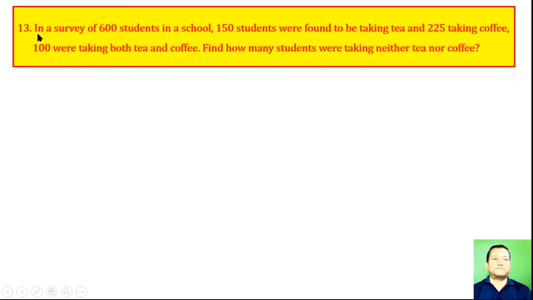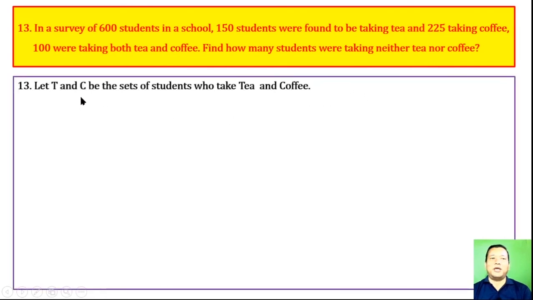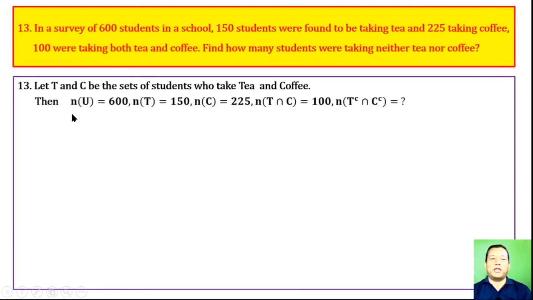Question number 13. In a survey of 600 students in a school, 150 students were found to be taking tea and 225 taking coffee. 100 were taking both tea and coffee. Find how many students were taking neither tea nor coffee. Let T and C be the sets of students who take tea and coffee. Then n(U) is 600, n(T) is 150, n(C) is 225, n(T intersection C) is 100, and we need n(T complement intersection C complement).